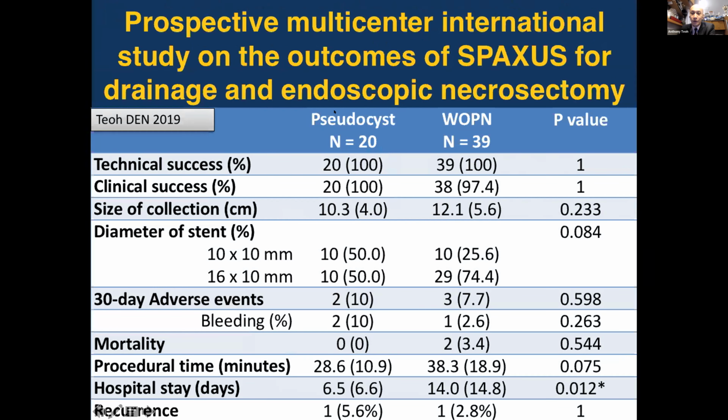So with this most recent study published by our center on the use of FCSEMS for drainage and necrosectomy, if you look at the bleeding rate, the overall rate is around 5.1% for both pseudocysts and walled-off necrosis. Actually, it's not that high. So with careful use, I think metal stents are okay for walled-off necrosis.